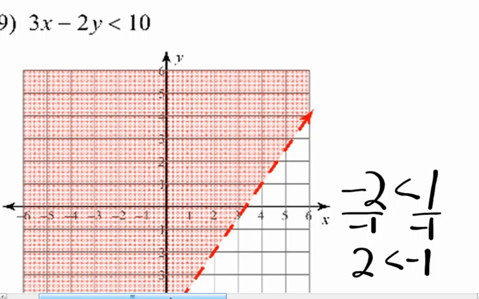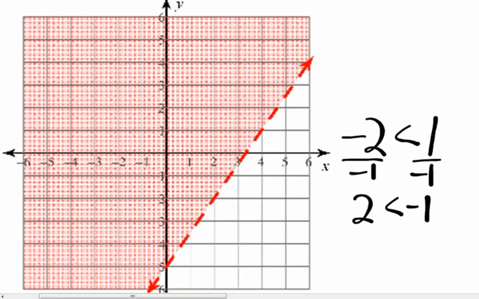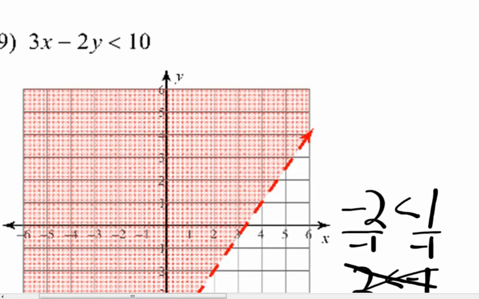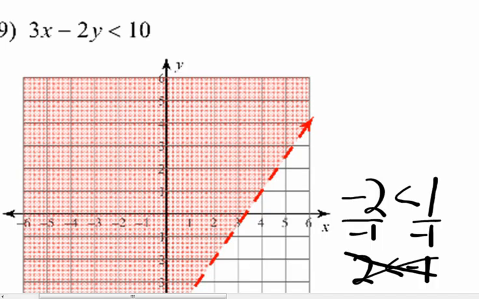So what we can say is when you divide or multiply by a negative number, that sign in between flips. So now, since we're dividing by -1, it's going to change to 2 is greater than -1. And that's going to come into play right now. So the first algebra step that we're going to do is subtract 3x from both sides, which gives us -2y is less than 10 minus 3x.